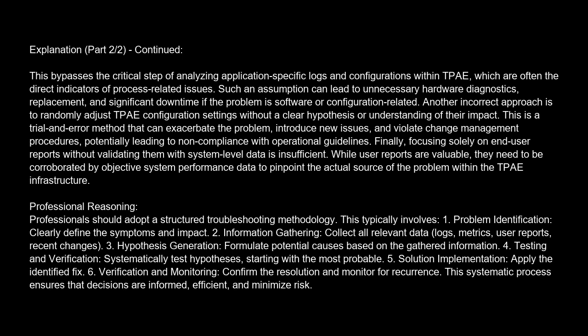or configuration-related. Another incorrect approach is to randomly adjust TP configuration settings without a clear hypothesis or understanding of their impact. This is a trial-and-error method that can exacerbate the problem, introduce new issues, and violate change management procedures, potentially leading to non-compliance with operational guidelines.